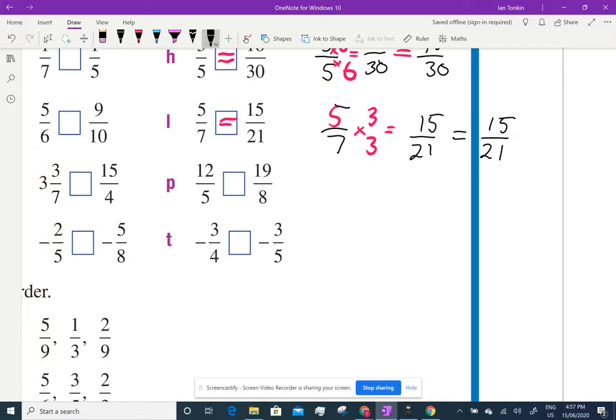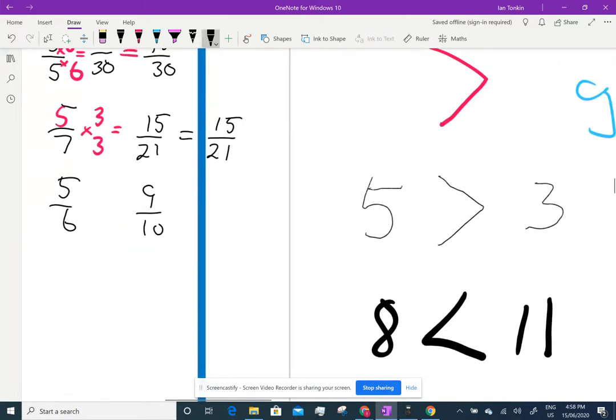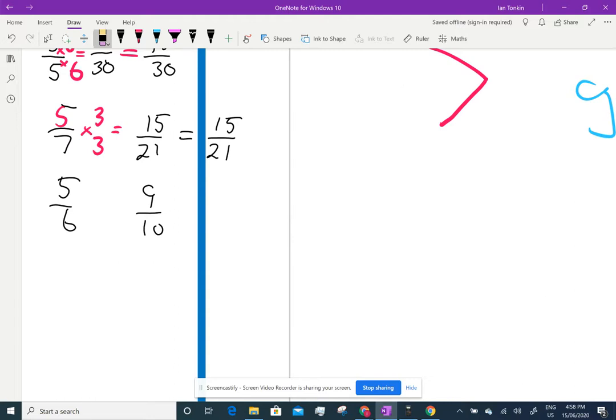So I've got 5 on 6 and 9 on 10. Now, this time, I have to change both of them. So I have to find a number that 6 and 10 go into. Now, I can go over here and do my multiplication and look for 6 and 10.